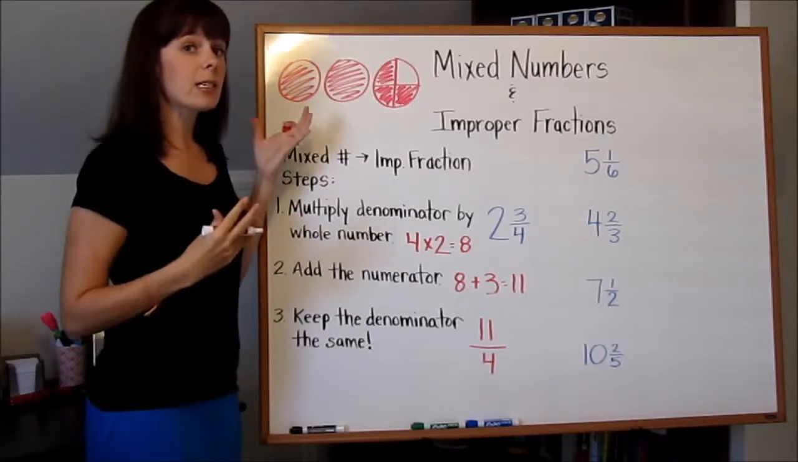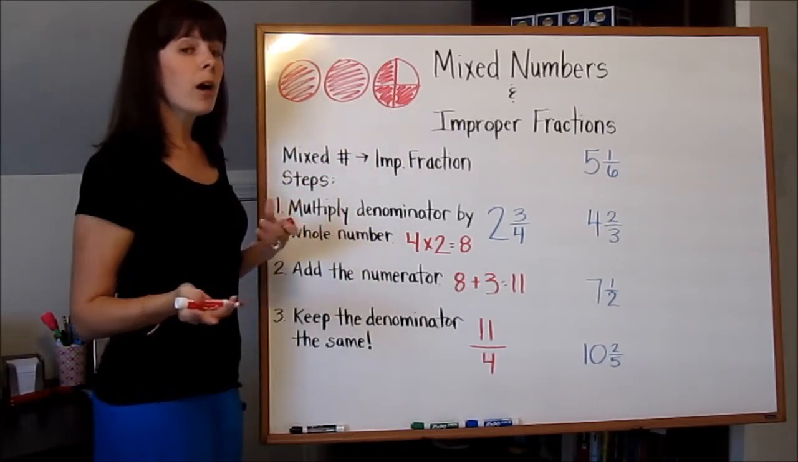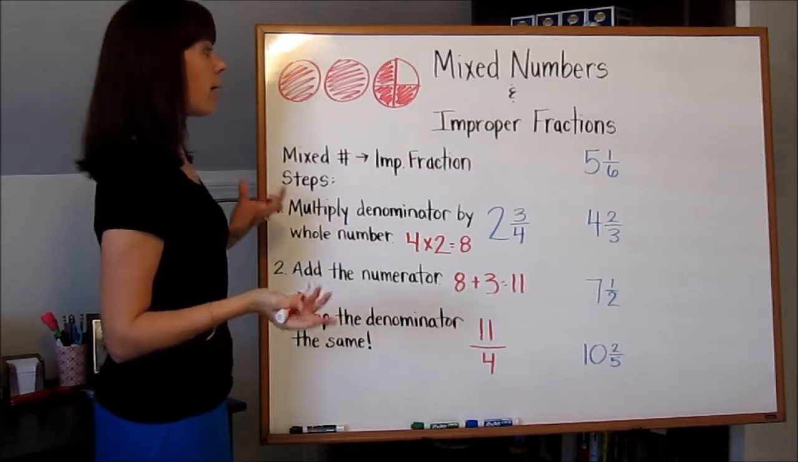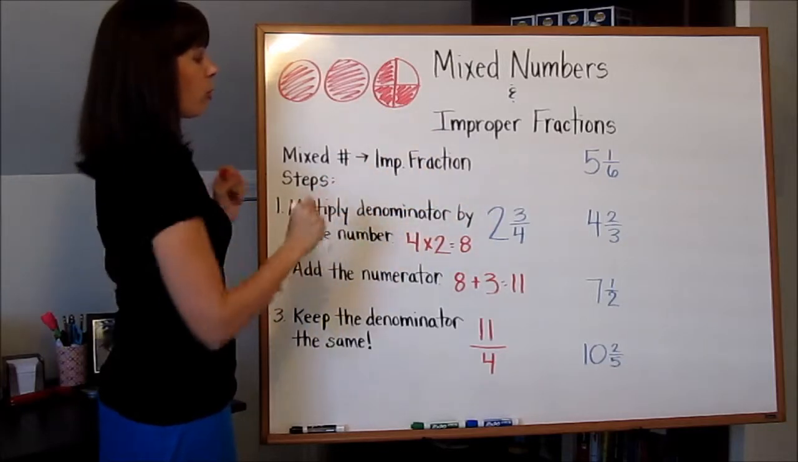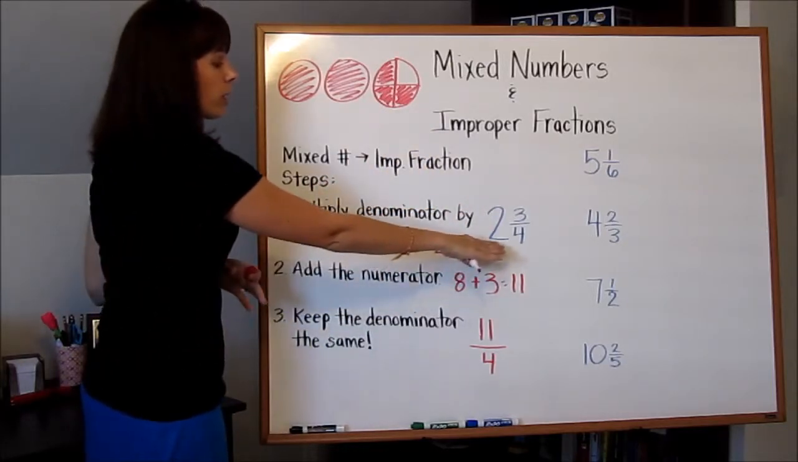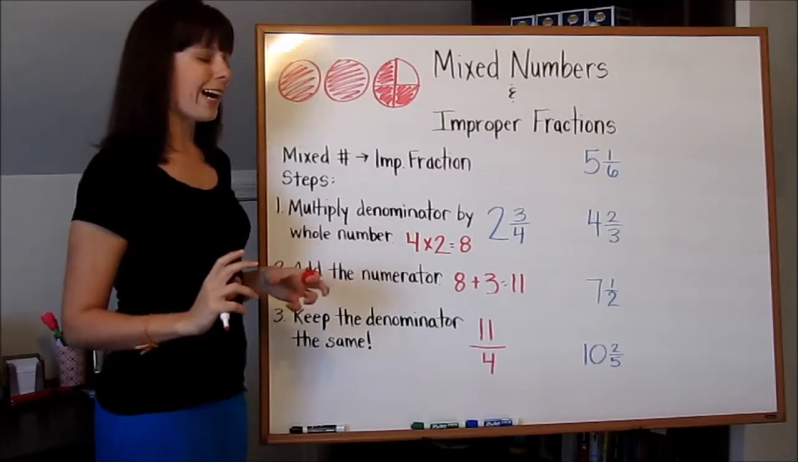So that's what we're looking at. You can think of pizzas. I have 2 whole pizzas and then 3/4 of another one. Or you could look at it as pies. Okay, so anyways, this is what 2 3/4 looks like. This is what it looks like as a mixed number, and I want to change this to an improper fraction.